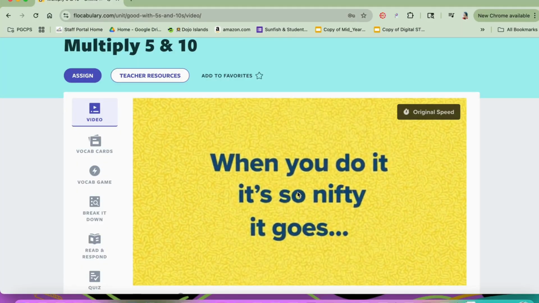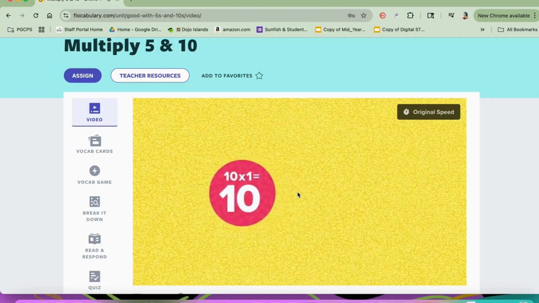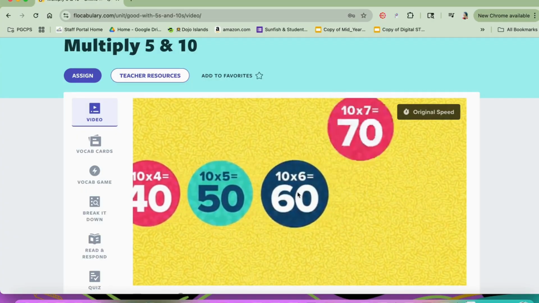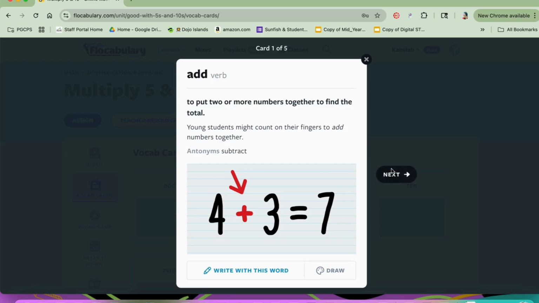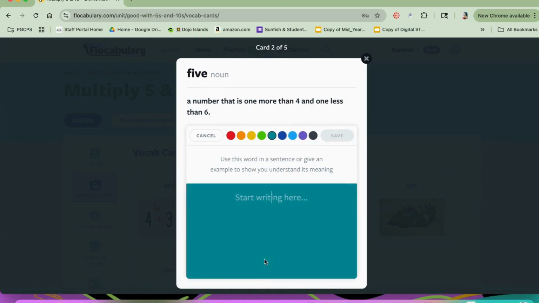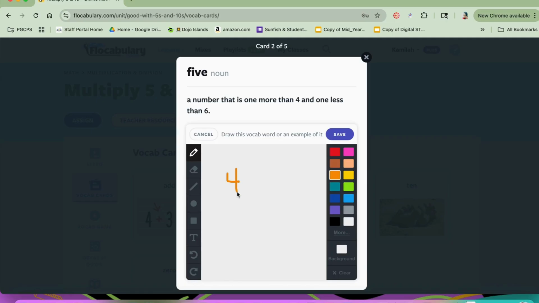Now, after the video, we use the vocab cards. This allows students to either draw a picture of the vocabulary word or write a sentence using it. It's a great way to support different types of learners, especially my visual and ELD students, because they get to interact with the math language in a way that makes sense to them.